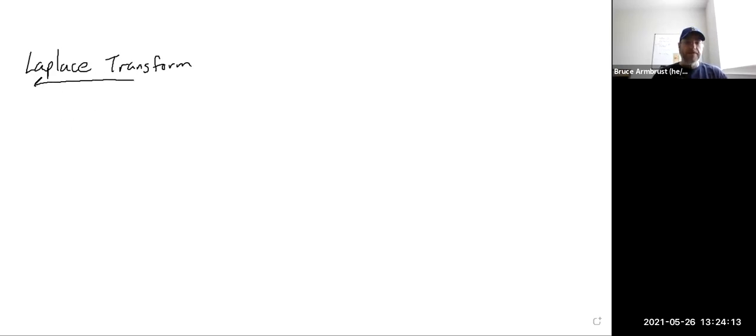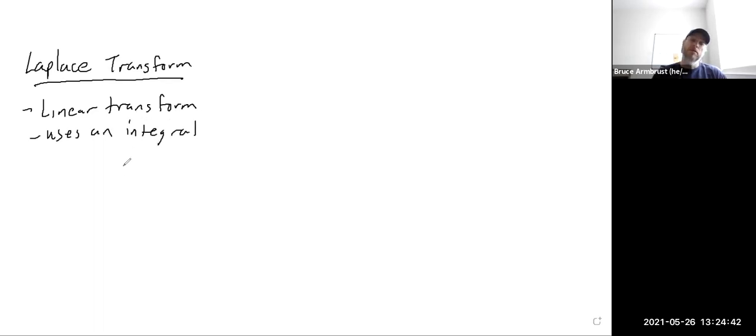What this is, it's a linear transform. And I know that you guys talked about that in linear algebra. So when you do a Laplace transform, if you've got a sum, the sums carry through, constant or scalar multiples carry through, all that kind of stuff. But it's a linear transform that uses an integral. So you'll also hear it sometimes called an integral transform. There are lots of integral transforms, but the Laplace transform is a very specific one.